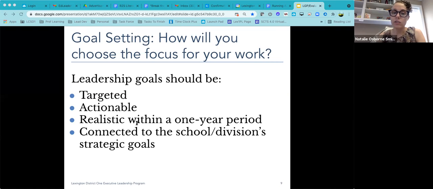This process should develop you as a professional and should support the work of your department and school as well. So be smart about your choices. Find an area that you are passionate about and want to improve, and be sure to truly connect that work to what you do as a leader each day.